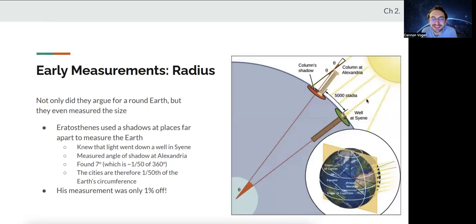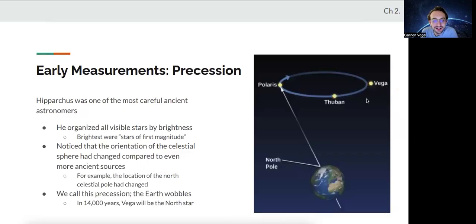So, a few thousand years ago, right? Okay, what else were the Greeks able to precisely measure? Well, Hipparchus, who is considered kind of one of the Greek founders of astronomy, did a lot of really important work. First of all, he organized all the stars that were visible by the eye from Greece by brightness.